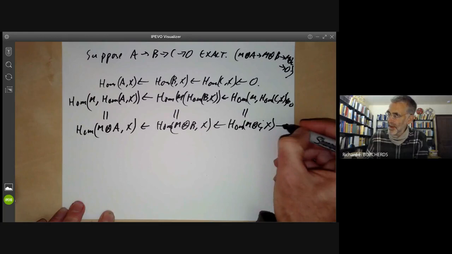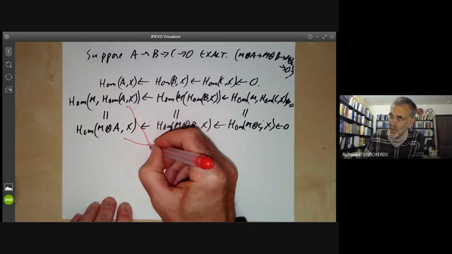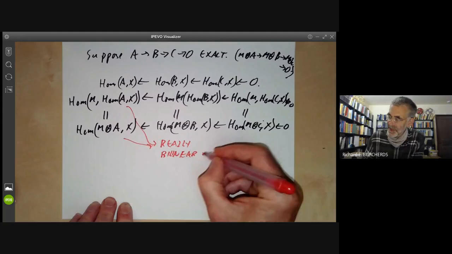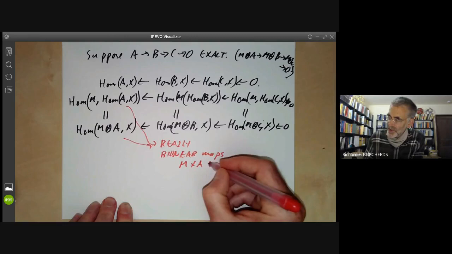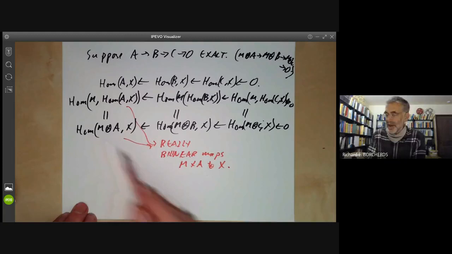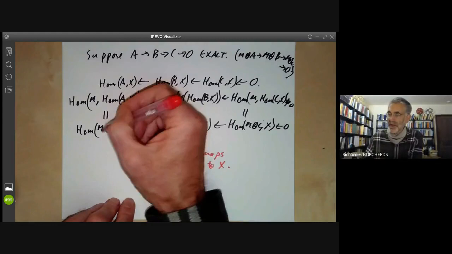Now, why do we get these identities here? Well, the reason is that both of these are really just bilinear maps, or rather they're the spaces of bilinear maps from M times A to X. So the linear maps from M tensor A to X are more or less by definition of the tensor product, these bilinear maps. And for this one, you notice that a bilinear map from M times A to X can be thought of as a linear map taking an element of M to a linear map from A to X. So these two spaces are canonically isomorphic.